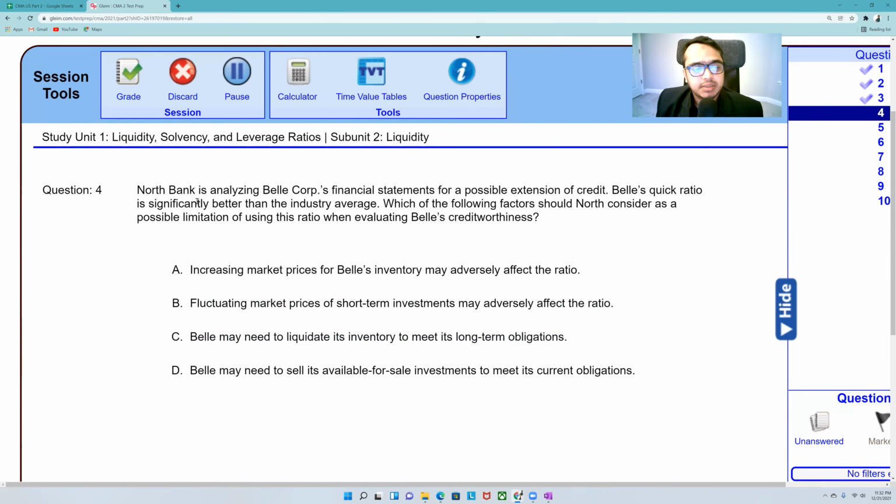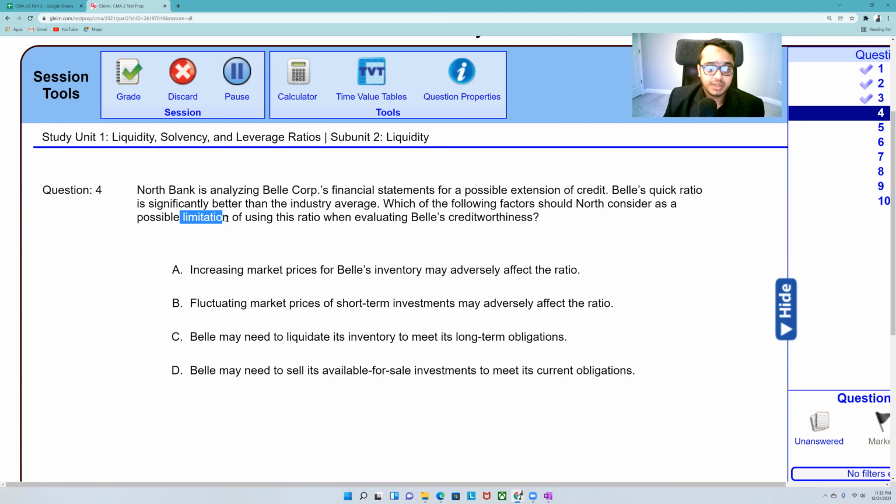Now, North Bank is considering a possible limitation of using a ratio. I'm not able to understand anything here. North Bank is analyzing Belle Corp's financial statements for a possible extension of credit. Belle's quick ratio is significantly better than the industry average. Which of the following factors should not be considered as a possible limitation of using this ratio when evaluating Belle's creditworthiness? Which of the following factors should be considered as a possible limitation?